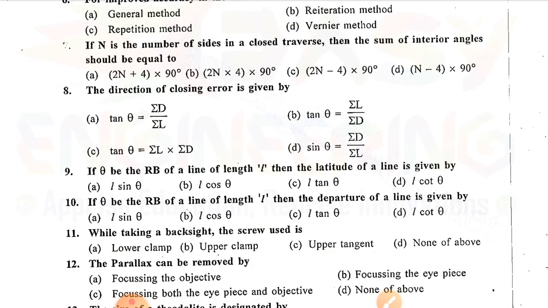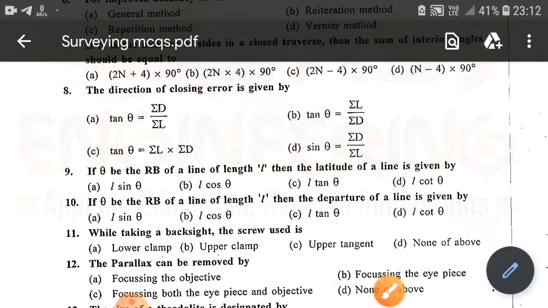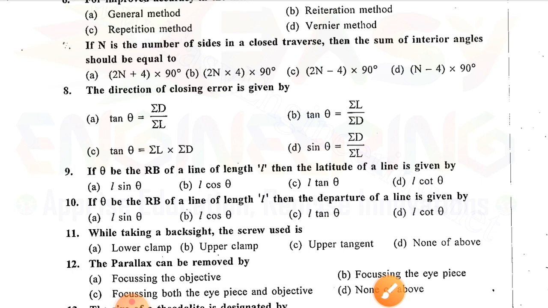Question number 7, if n is the number of sides in a closed traverse, then the sum of interior angles should be equal to. Option C is correct, 2n minus 4 into 90 degree. Question number 8, the direction of closing error is given by. Option A is correct, tan theta is equal to sigma D by sigma L.